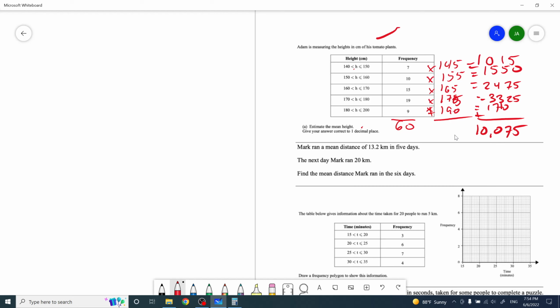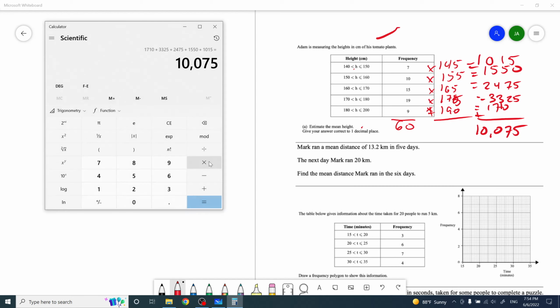So mad, right? Multiply, add, and divide. So we're going to divide by 60. Divide this by 60. And we get 167.9166666666. Okay, so whenever we're going to round this now, we'll see.